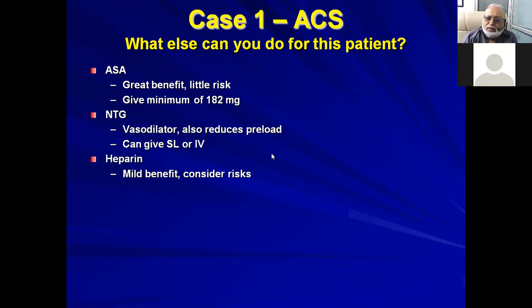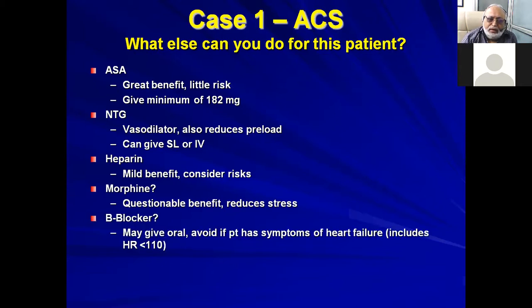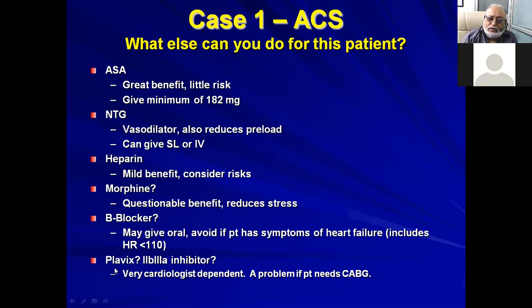Heparin, mild benefit, consider risk. Morphine is now of questionable value and we don't use it any longer. Beta blockers can be given orally. Avoid them in a patient with symptoms of heart failure, or a heart rate less than 110. Then the use of Plavix and IIb/IIIa inhibitors depends upon the cardiologists, and it's a problem if the patient has to go for a CABG. So it is better to avoid this at the moment. Just give him an aspirin and refer him to a higher center, and if necessary, a sublingual nitroglycerin.